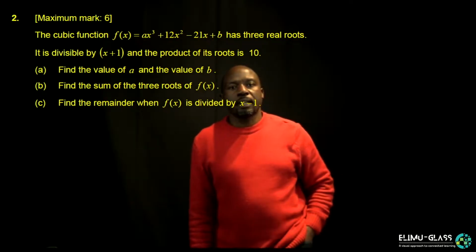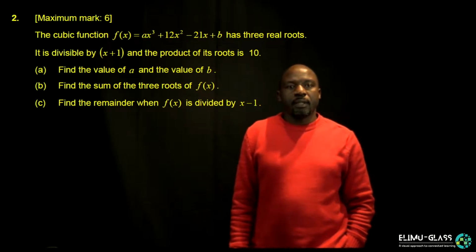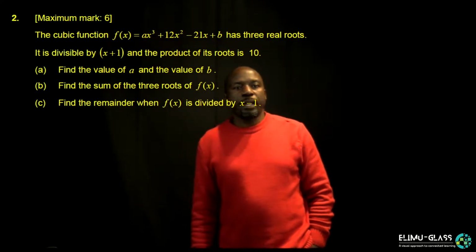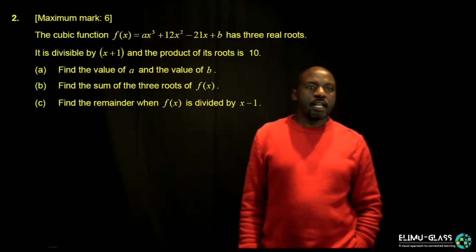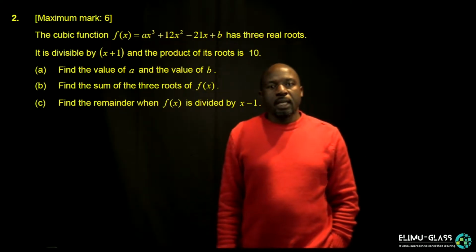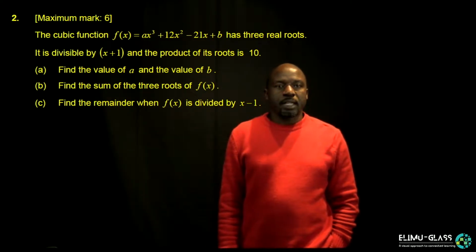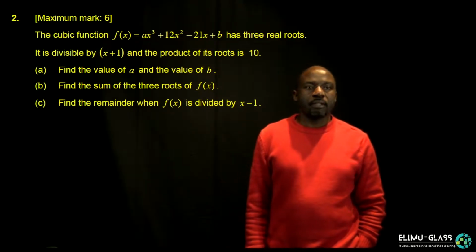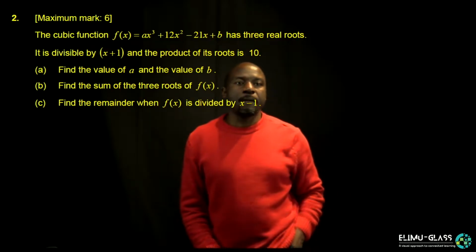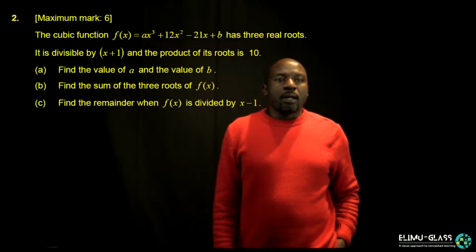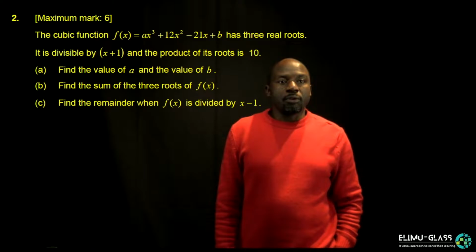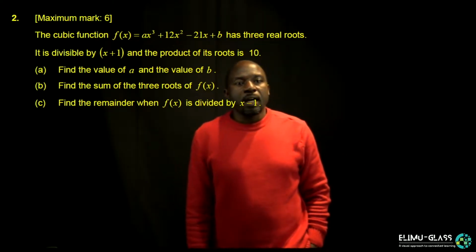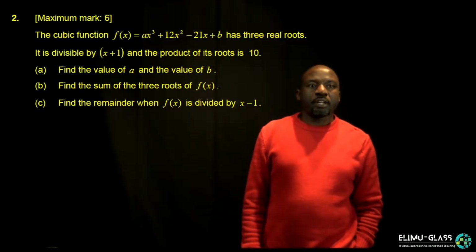All right, so here is the second question. The cubic function f of x is ax cubed plus 12x squared minus 21x plus b has 3 real roots. It is divisible by x plus 1, and the product of the roots is 10. So there are actually two things to look at here. The fact that it has got 3 real roots, and the fact that it is divisible by x plus 1, as well as that the product of the roots is 10.